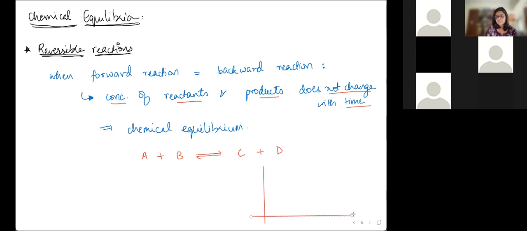Ma'am, I didn't get what that meant, like concentration of reactants and products doesn't change with time. Yeah, that's what I'm going into. This time I took an example, so I'll go deeper in that.